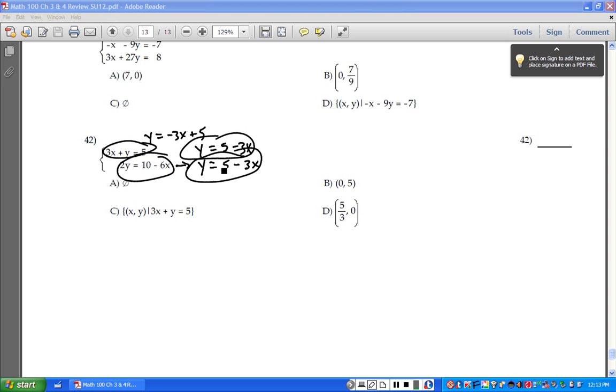So when the two equations are the same, infinitely many solutions. And this is how they write infinitely many solutions, by writing both variables and then writing the equation that's common to them, which was this equation right here. They write it in standard form. There you go. So infinitely many solutions.